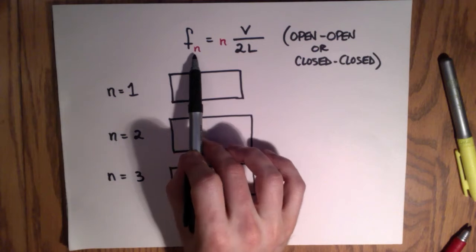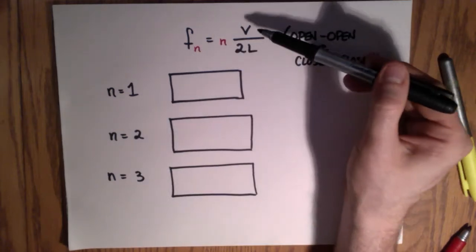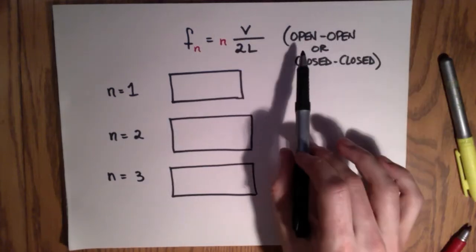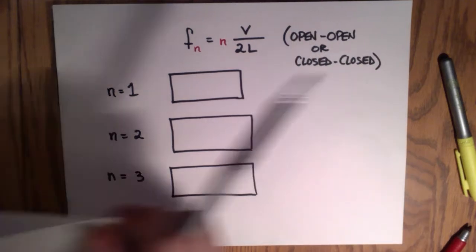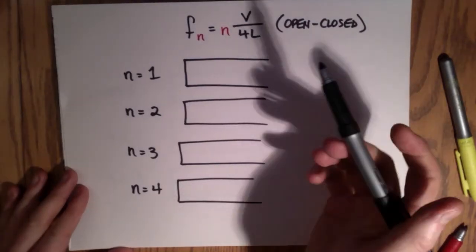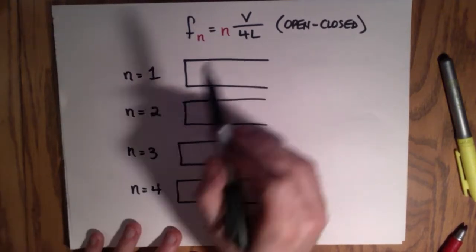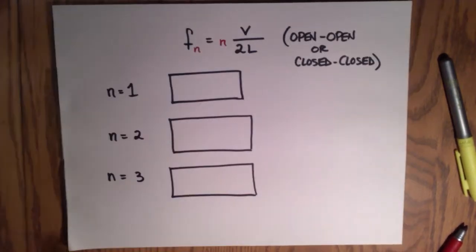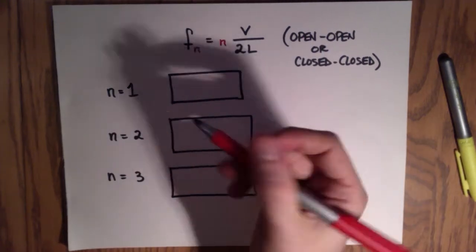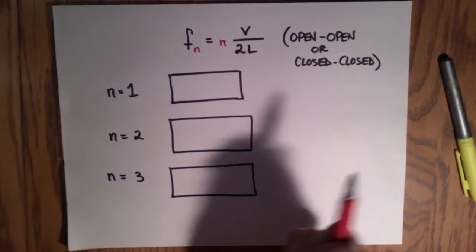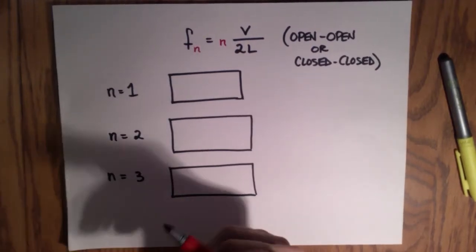The nth harmonic will equal n times the velocity of that wave divided by 2L for an open-open or a closed-closed. And for an open-closed, which is a little bit odd, they're different, that's over 4L. I just want to very quickly make sure you understand that in terms of an open-open or closed-closed, closed ends provide nodes and open ends provide antinodes.